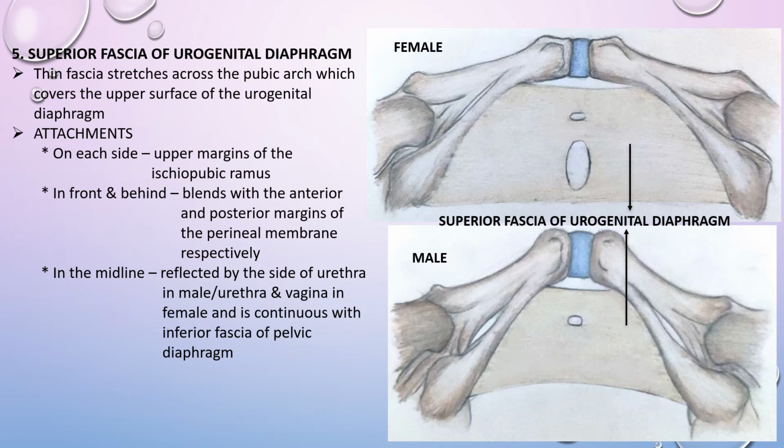In front and behind, the fascia blends with the anterior and posterior margins of the perineal membrane, respectively. In the midline, this fascia is reflected by the side of the urethra in male, urethra and vagina in females, and is continuous with the inferior fascia of the pelvic diaphragm.